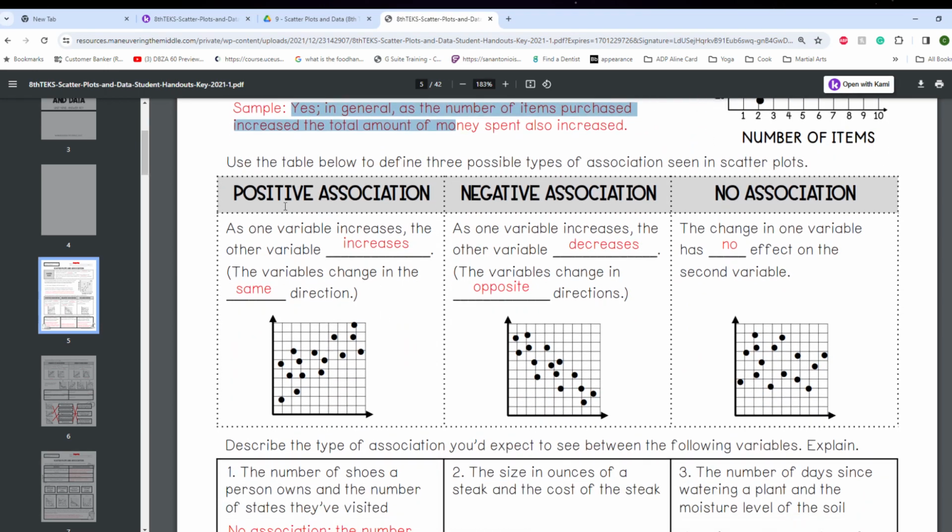Use the table below to define three possible types of association seen in scatter plots. So here we have the positive association, where as one increases, the other one also increases, because that's what it means to be positive. Both things increase.